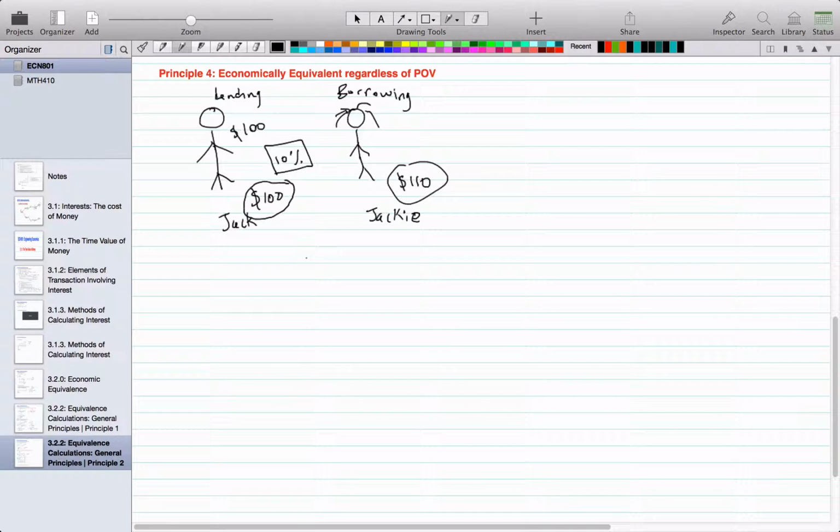And next we are going to talk about the different types of cash flows and talk about interest tables, which will help us reduce our calculations.